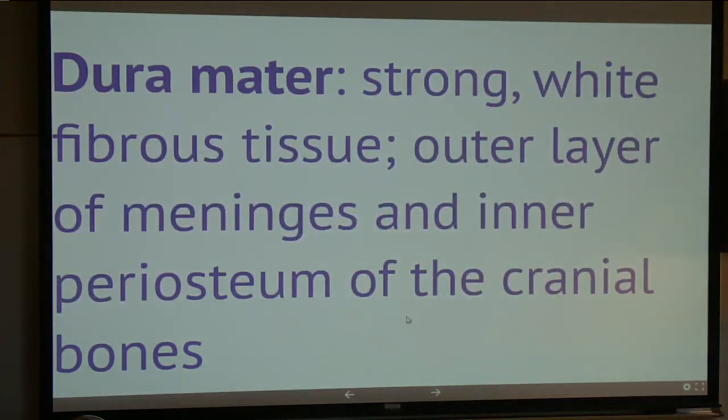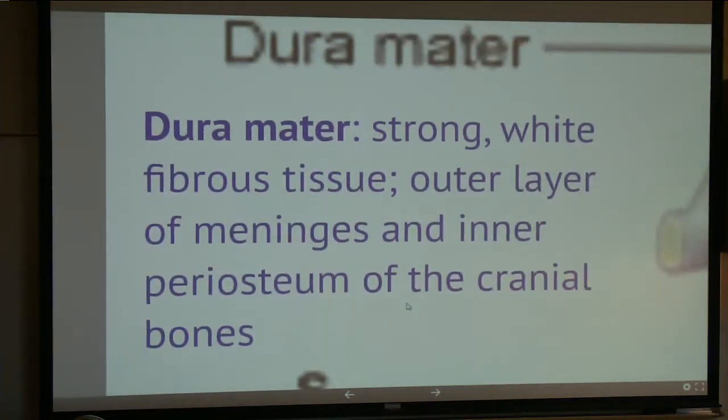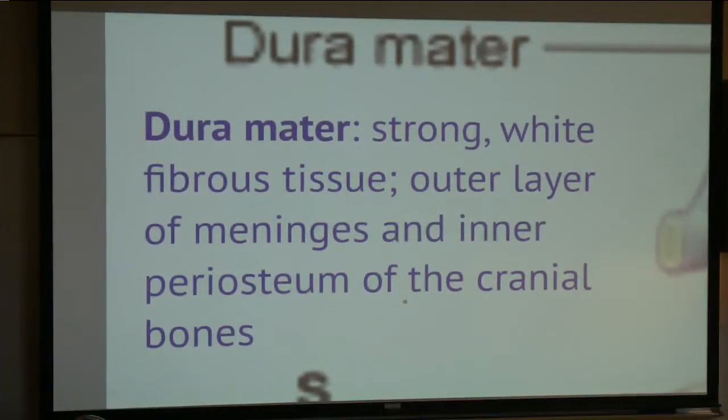So dura mater, again, is super strong. It is your white, very dense, fibrous tissue. Very strong, very tough to cut through. When we do our brain dissection and we have some dura mater associated with it, it'll be pretty difficult to get your scalpel to slice it.